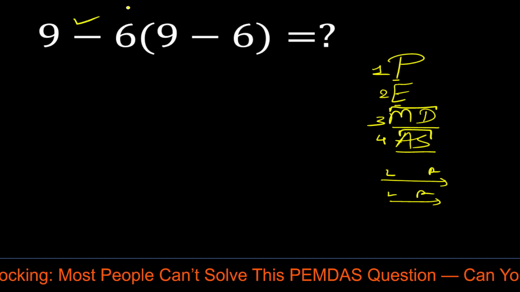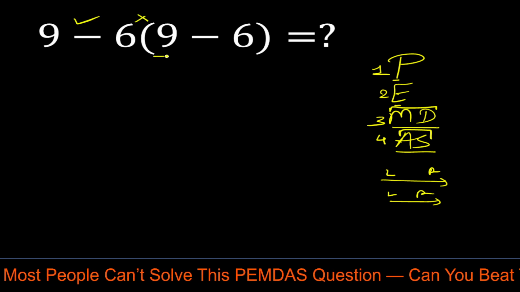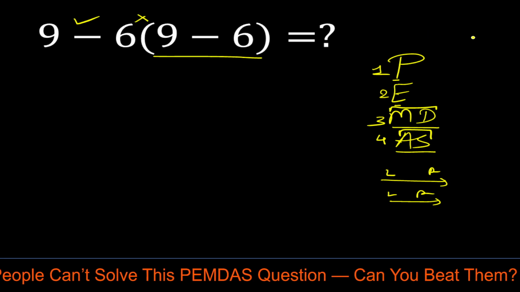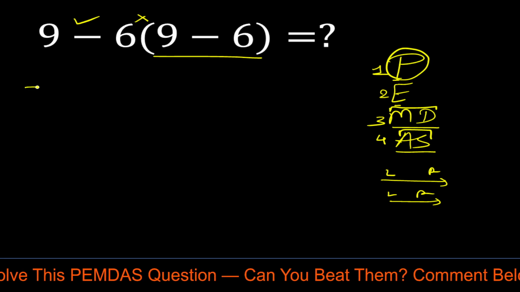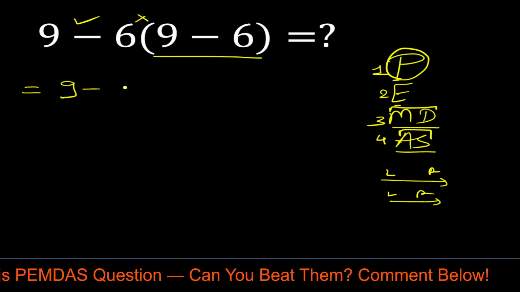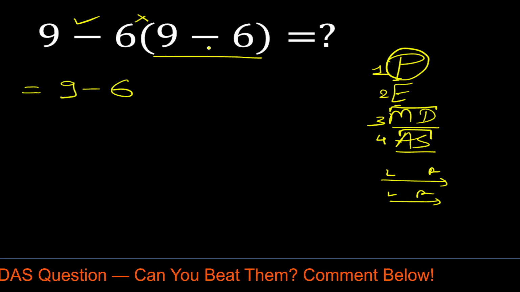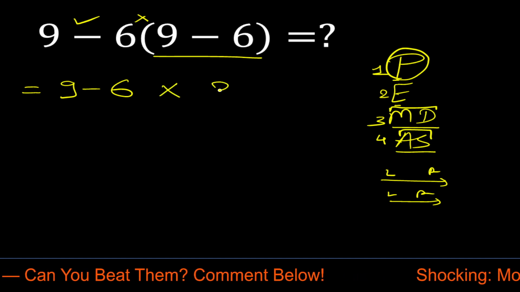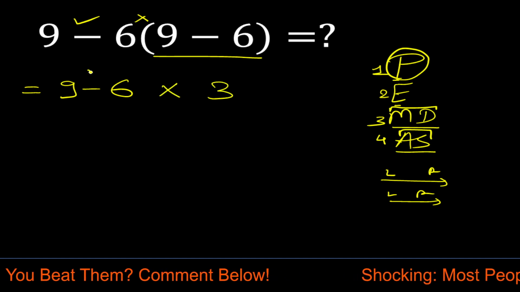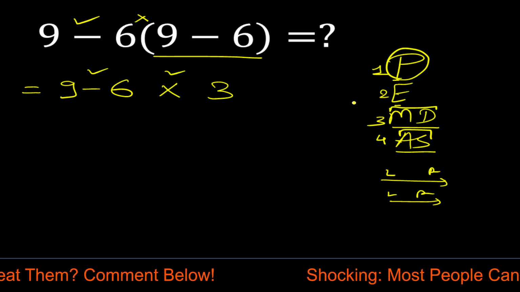So in this question, here we have subtraction, here multiplication, and here parenthesis, right? So according to the PEMDAS rule, first we have to solve parenthesis. So now 9 minus 6. Now solve this parenthesis first. 9 minus 6 is equal to 3. So times 3, right?